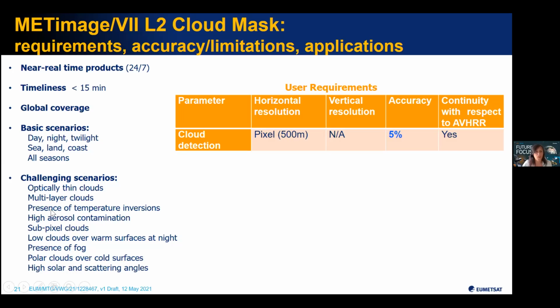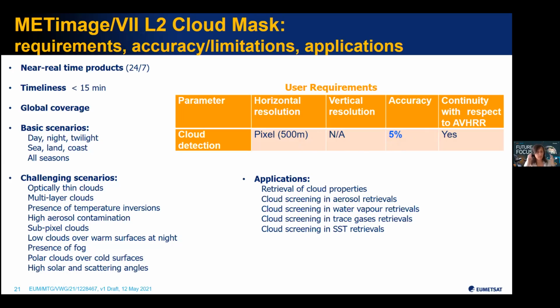For example, we know that cloud detection over very bright surfaces, like surfaces covered by snow and so on, could be very tricky. Presence of multi-layer clouds or contaminants such as aerosol can reduce a little bit the accuracy of the product. But in general, the accuracy of the product is expected to be within 5% for cloud detection. And as I said before, the resolution is the native 500 meter EUMETIMAGE resolution.